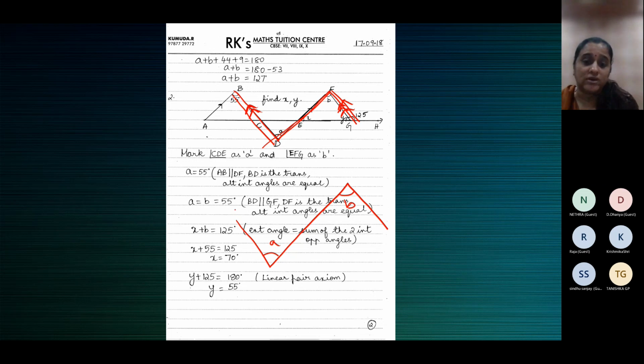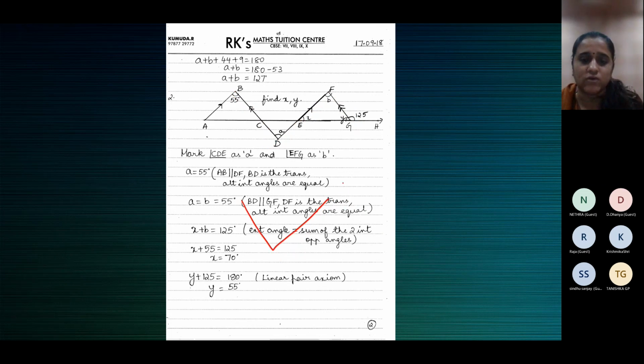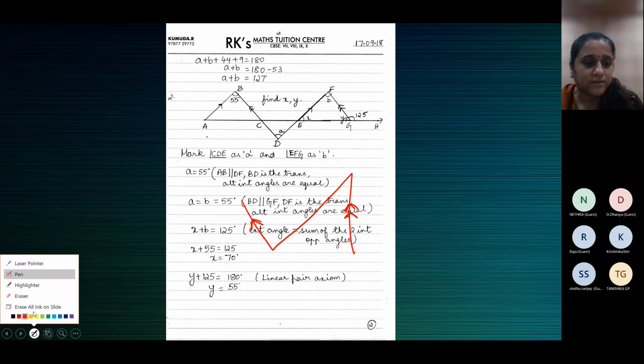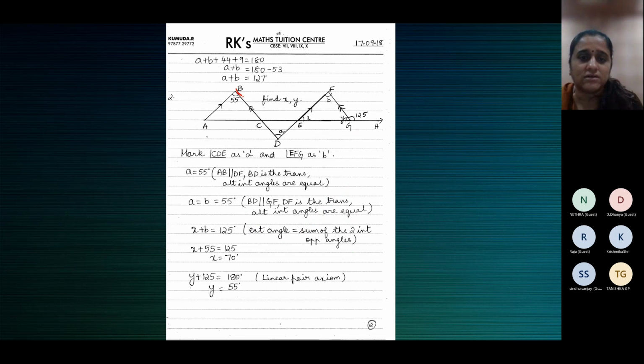Alternate interior angles are equal. See, these are the two parallel lines. It's marked double. You can see the double head arrows. These two lines are parallel. You cannot take a formation like this, where this is marked with a single arrow and this is marked with a double arrow. They are not parallel. If this is marked with a single arrow and this is marked with double arrows, they are not parallel.